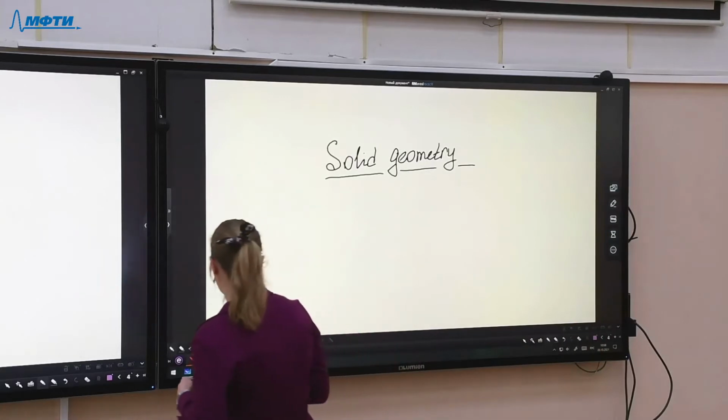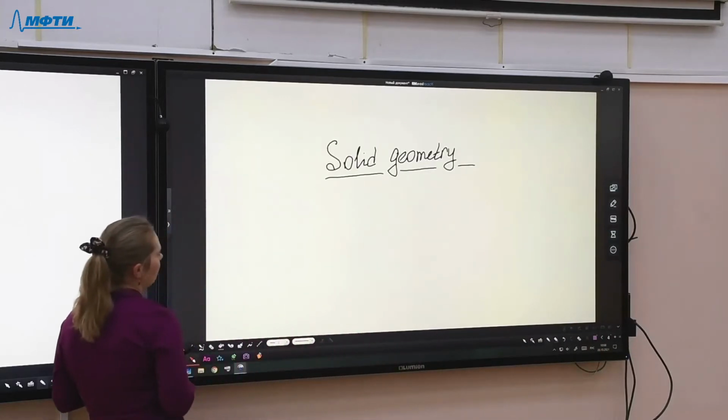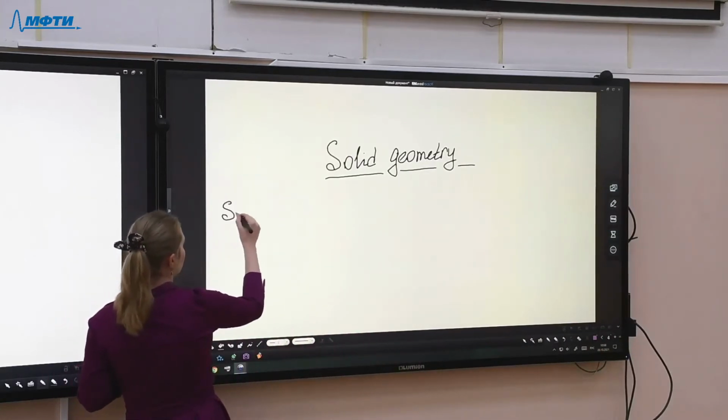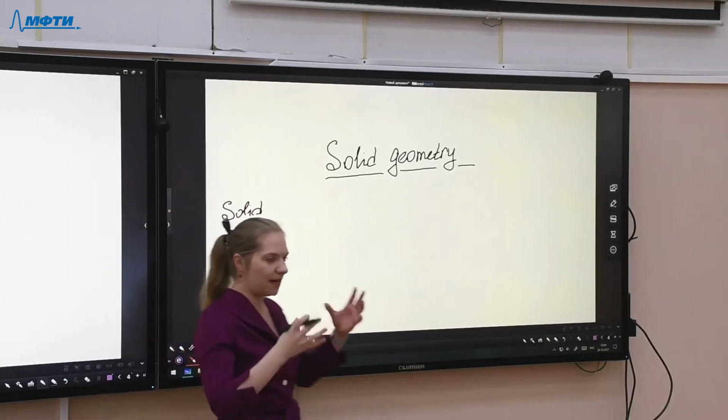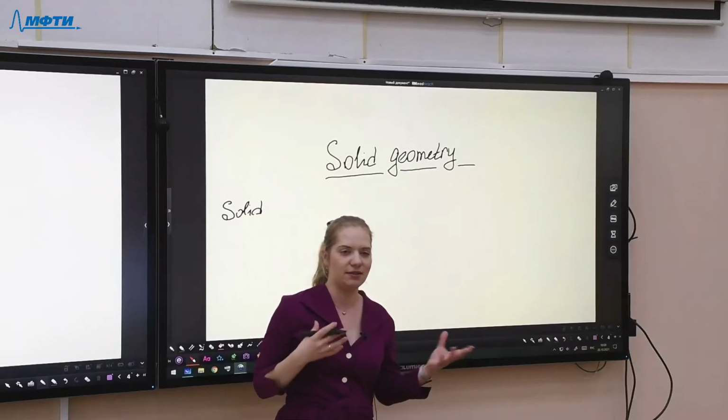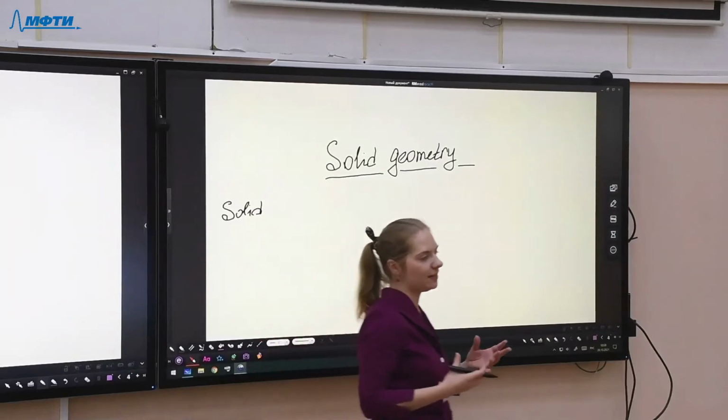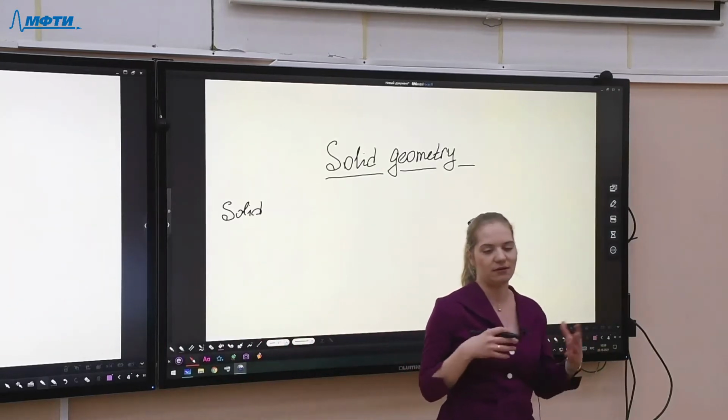So what do we have here? A solid. It is a piece of space bounded by different surfaces. These surfaces can be plane or they can be curved, doesn't matter.